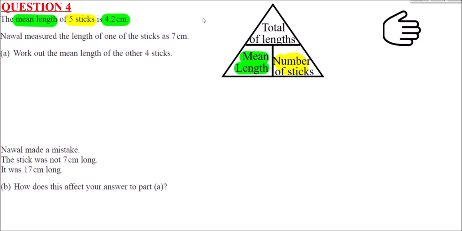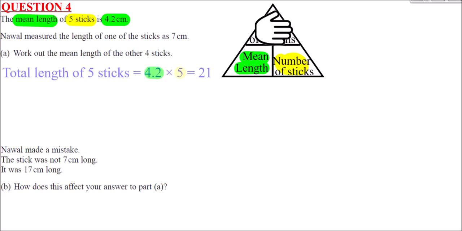So if I cover up the total of the lengths, what's left, I've got the mean next to the number, 2 things next to each other means I'm going to multiply one by the other. So the total length of all 5 sticks will be the mean of those 5 multiplied by 5. In other words, the total lengths of those sticks is 4.2 multiplied by 5, which is 21 centimetres. However, we want the mean length of the other 4 sticks. So this isn't our final answer.